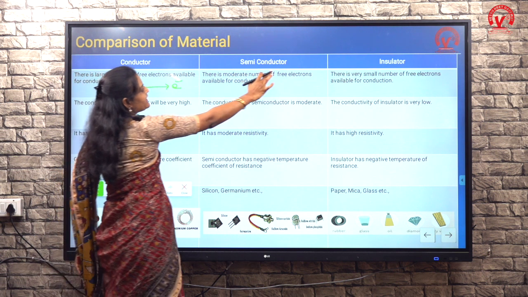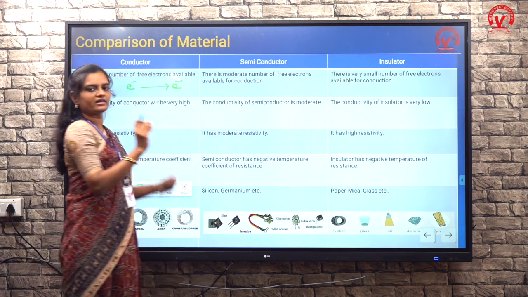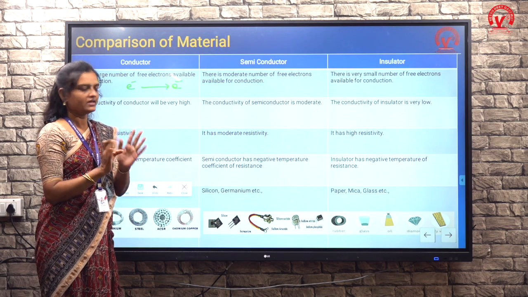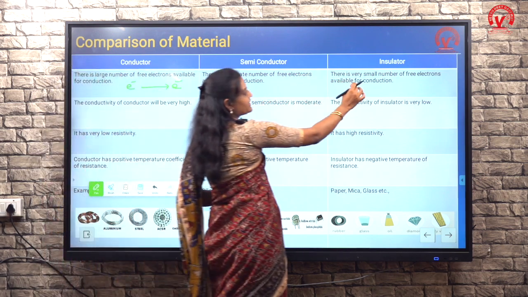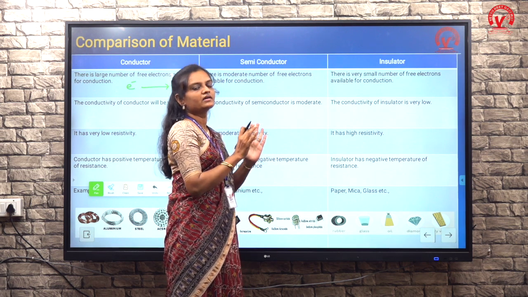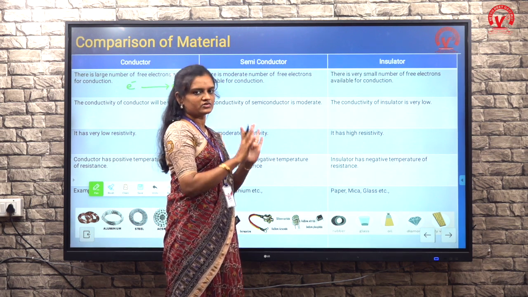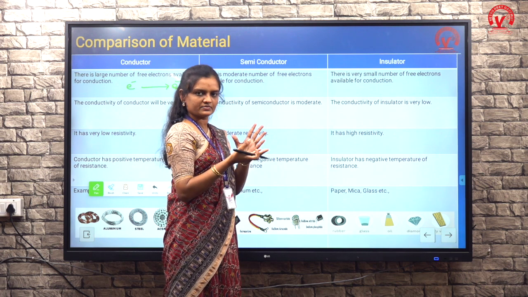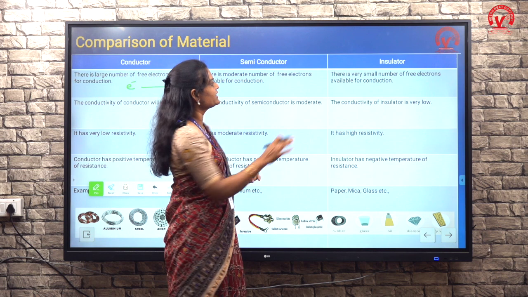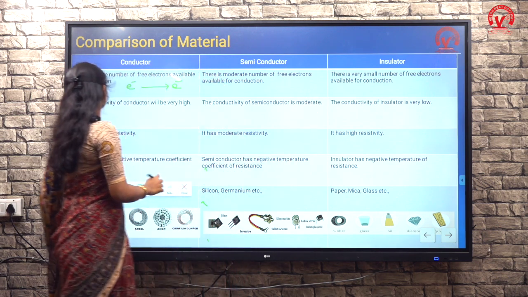And semiconductor, what is meant by semiconductor? Here only a few electrons are there for conductivity. And in the insulator a very small number of electrons are there in the material, because it is an insulator. Maybe some free electrons may be there or it may not be there. Free electrons may not be there in the insulator.